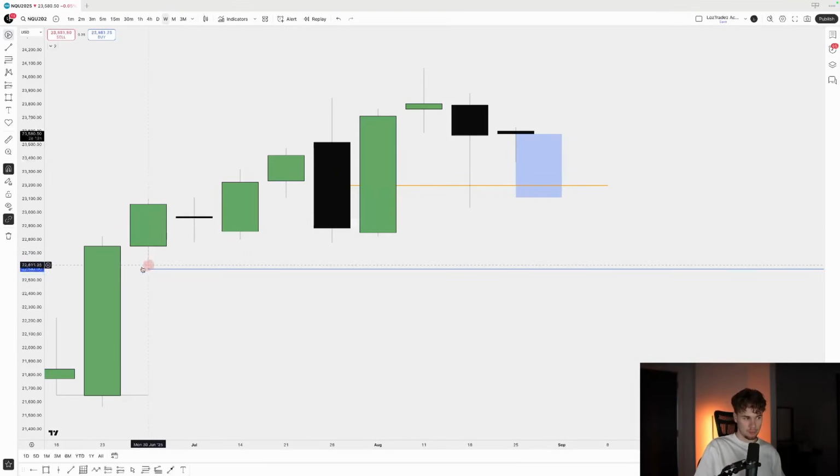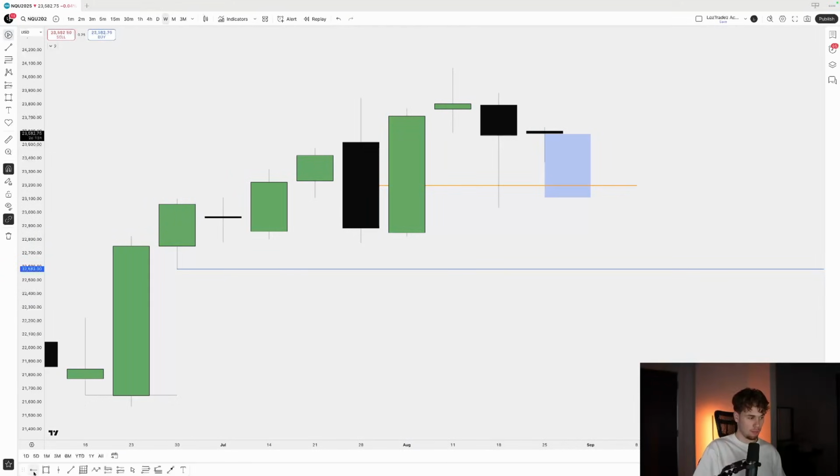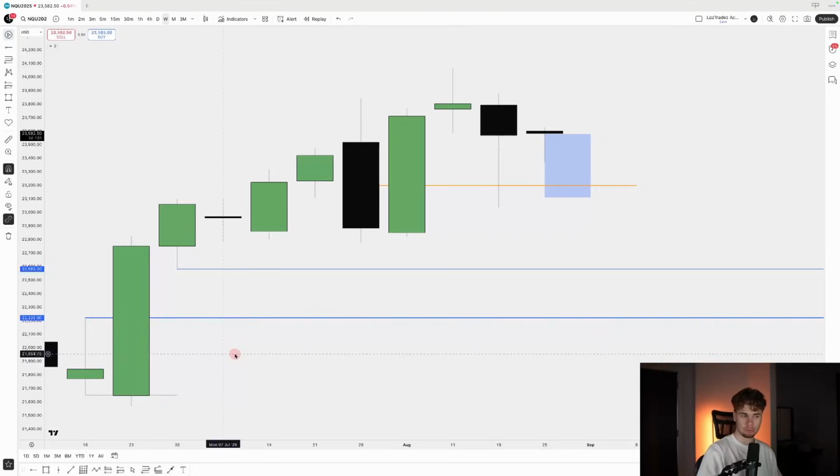Fair value gap here. That low is a low. Low, low, low, low. So we have 4 relative equal lows here and a day and a weekly fair value gap below us. Is that not smooth liquidity?